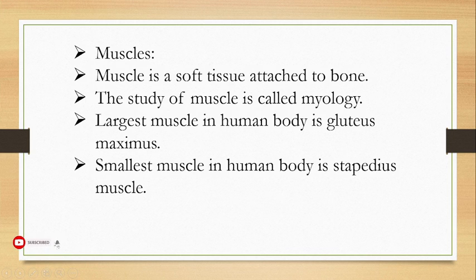Next, muscles. Muscle within the body is a soft tissue, and muscles are attached to bone. The study of muscle is called myology. The largest muscle is the gluteus maximus, and the smallest muscle is the stapedius.